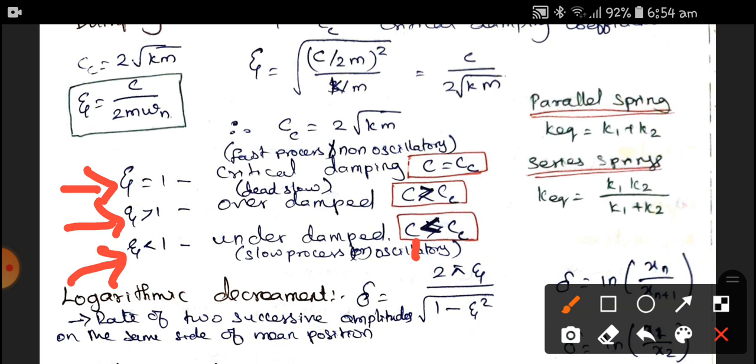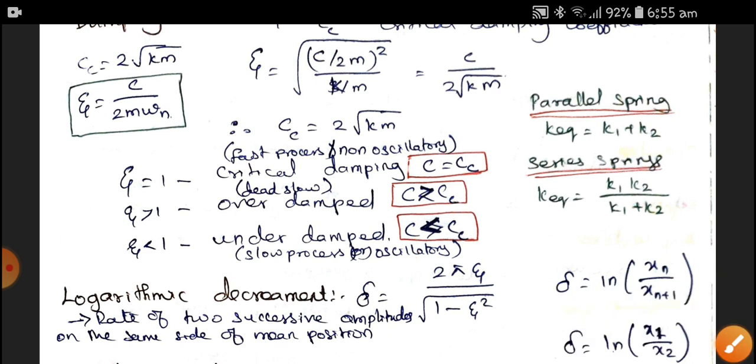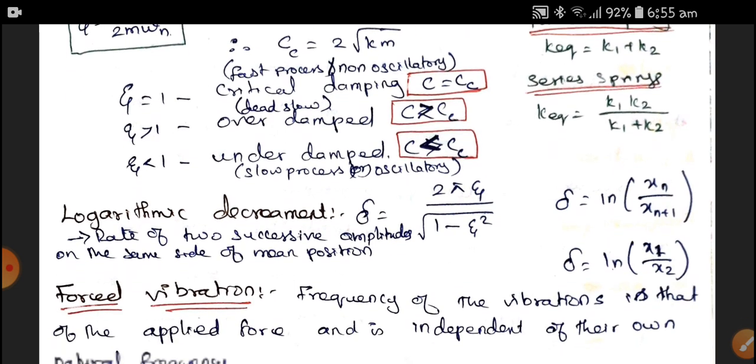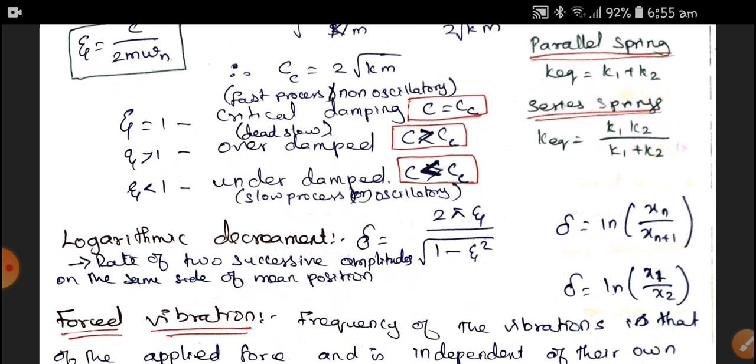When the damping factor is less than 1, the actual damping coefficient is smaller than the critical damping coefficient. Then this is called an underdamped vibration, or an oscillatory vibration, where very slow vibration is happening. It won't come into the original position, and it takes a very long time to do so. That is called underdamped vibration. And next, the logarithmic decrement.